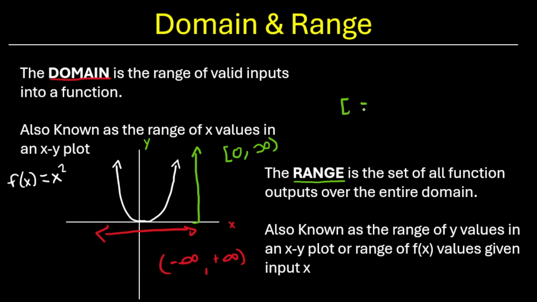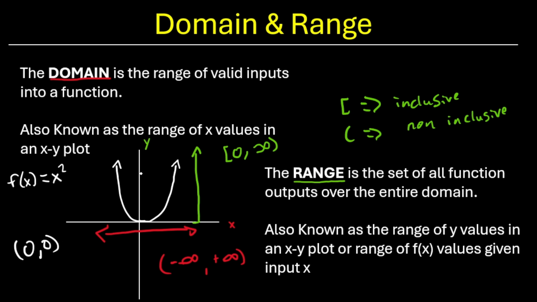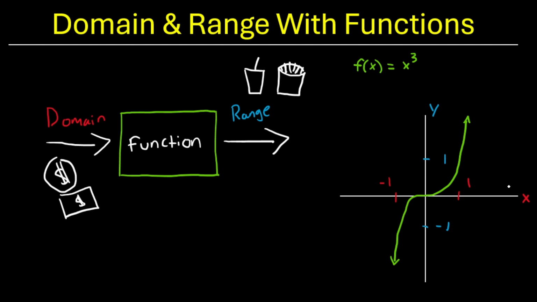Hard brackets stand for inclusive, and parentheses stand for non-inclusive. And the reason why I did parentheses at infinity is you can never actually beat infinity, right? You're just going and going and going. Whereas the range starts at 0. So if you plug 0 in for x, we'll get a coordinate of 0, 0, meaning that the function actually has the y value of 0 in it. Okay? So now let's look at a couple examples.